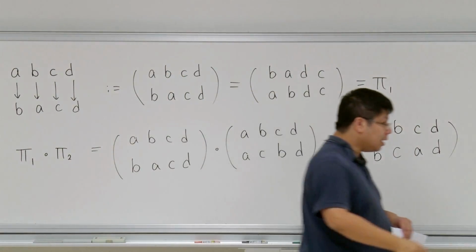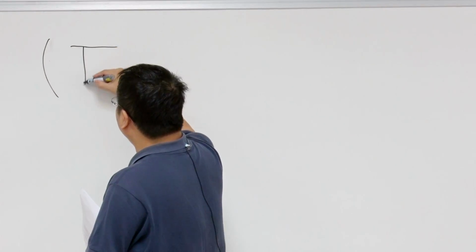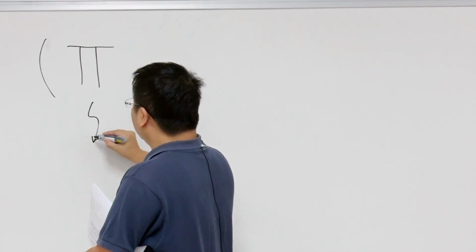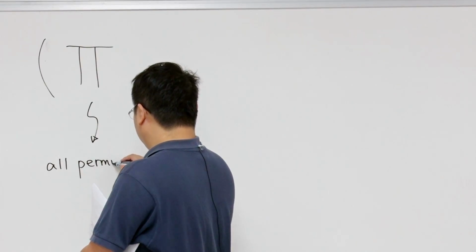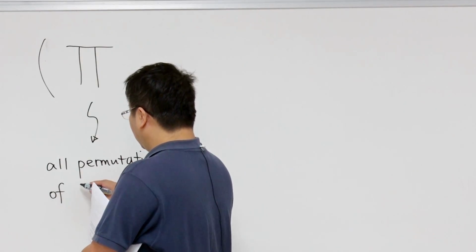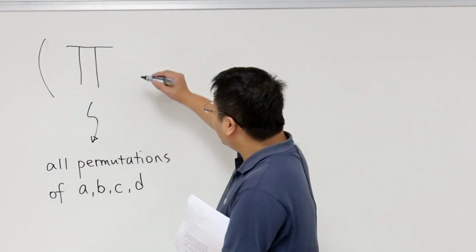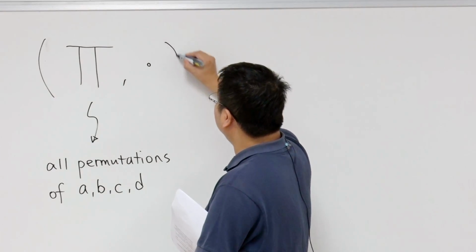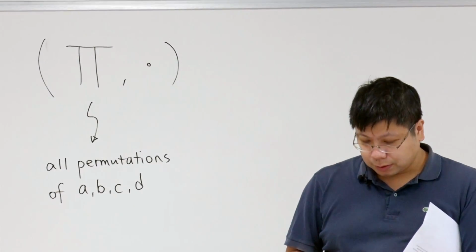Okay, good. Now suppose that we have something called big pi. Let's say big pi contains all the permutations of the elements A, B, C, D. And then let's say we have this operator join. Then this is going to be a group.